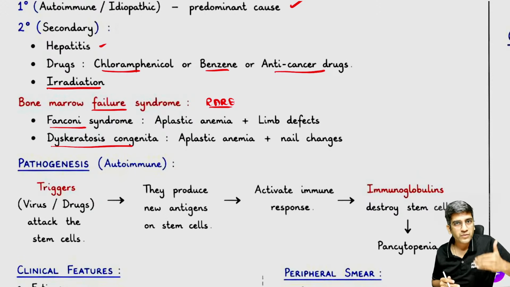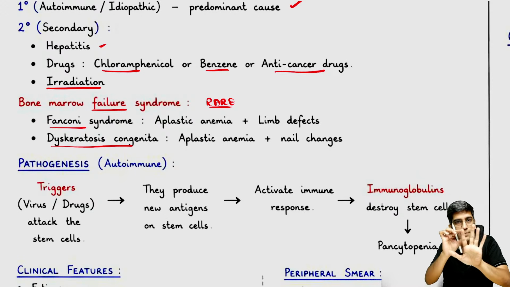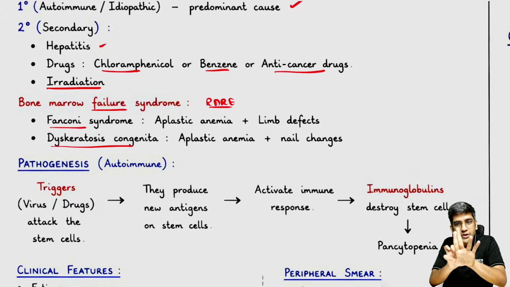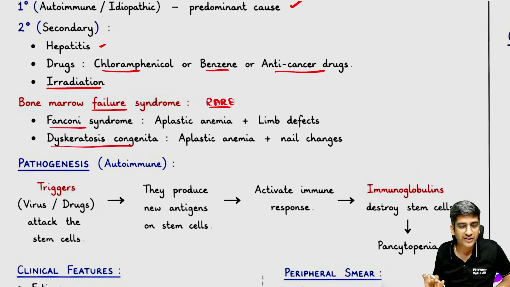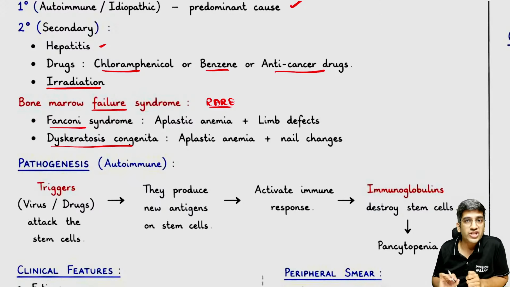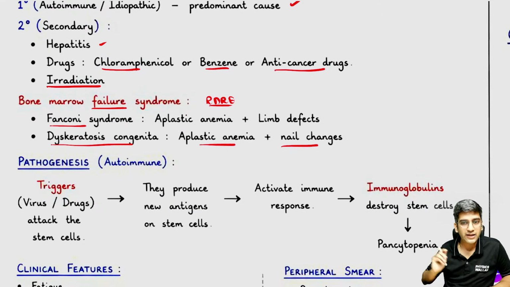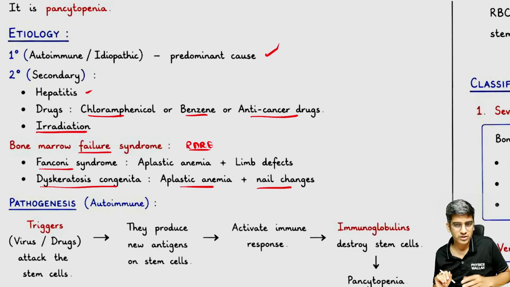Fanconi anemia, aplastic anemia with problems in the limb. Abnormal fingers, something like that. Your thumb is not there. Think of Fanconi anemia. Or you have two thumbs, syndactyly. Think of Fanconi anemia. Dyskeratosis congenita. Keratin, nail, right? You'll have nail changes plus aplastic anemia. Think of dyskeratosis congenita, right? Okay. These are inherited causes.